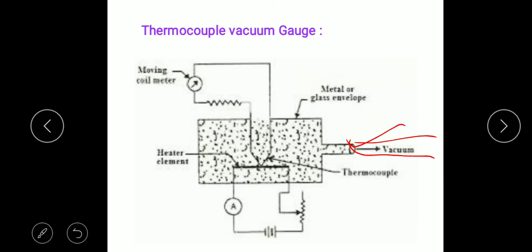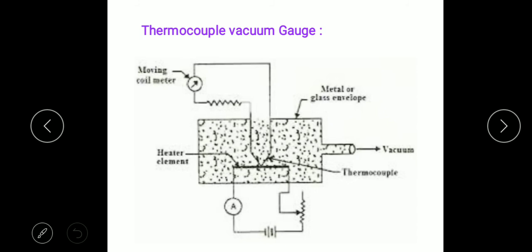Now the next step is, if I give the supply to this heater element, what will happen? Due to the application of the current, the heater element will get heated, the temperature of the heater element will increase, and when the temperature of the element is higher than the surrounding medium, the heater element will lose its heat to the atmosphere or the surrounding medium.